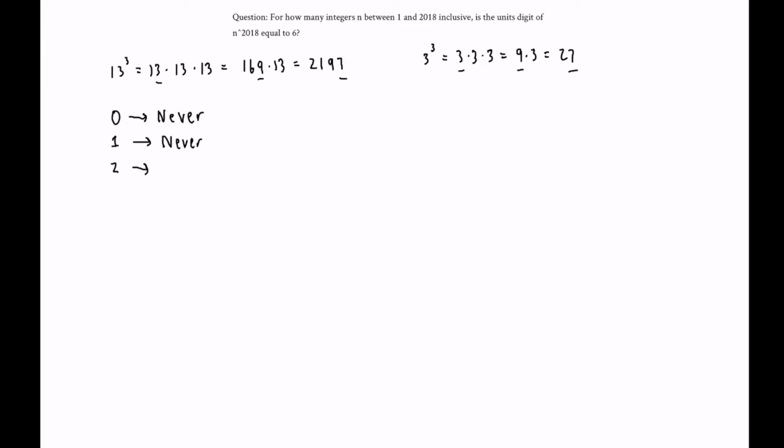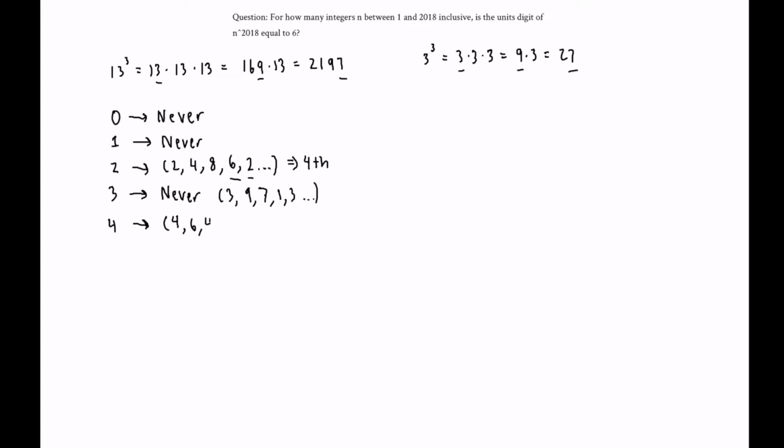2 will have a units digit of 6 after every fourth power. The pattern is 2, 4, 8, 6, and then the units digit repeats back to 2. Note that these are not the exact answer for raising 2 to a certain power, but just the units digit. 3 will never have 6 as a units digit, as the pattern is 3, 9, 7, 1, 3, and then repeat. 4 will have 6 as a units digit every even power, as the pattern is 4, 6, 4, and so on.